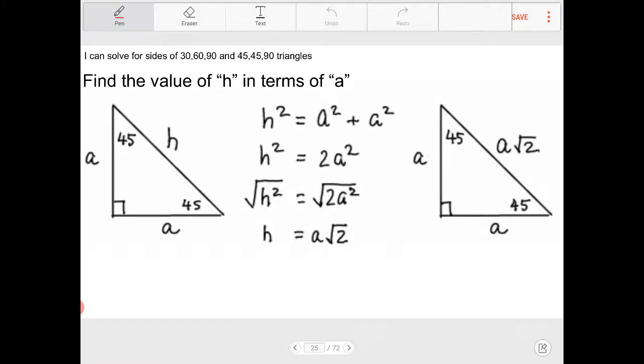So in other words, in any given isosceles right triangle, the ratio of sides will always share this proportion, where the two legs will be 1 to 1, and the hypotenuse will be square root of 2. It will always share that proportion.